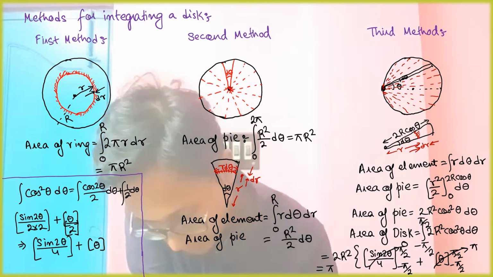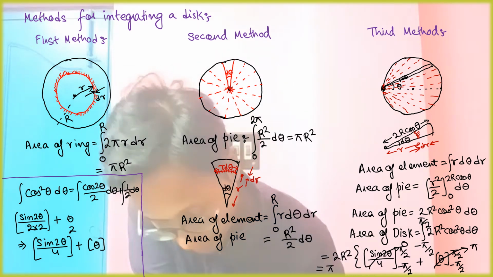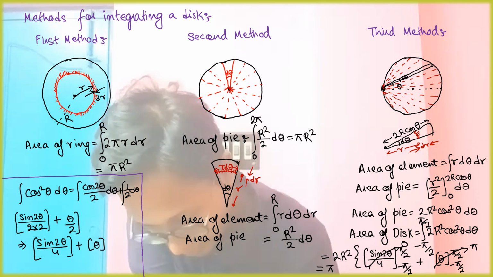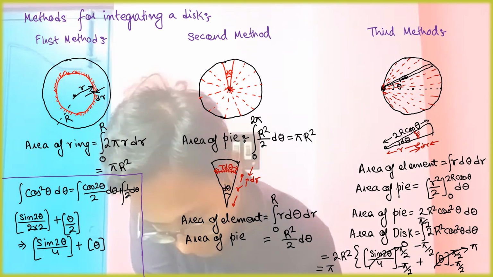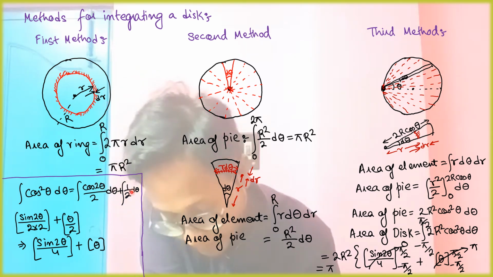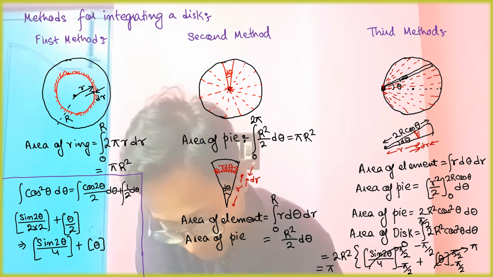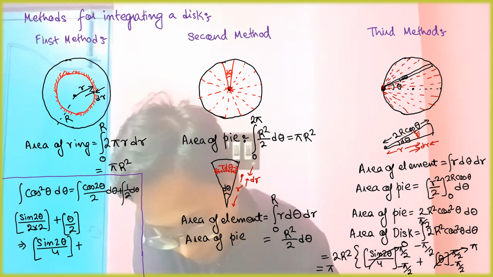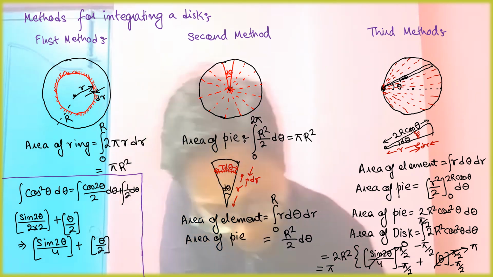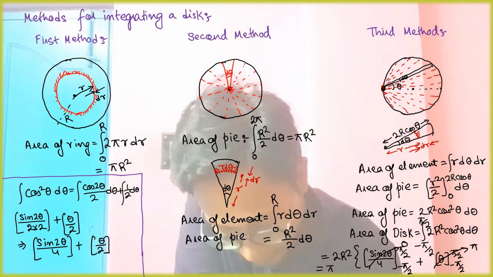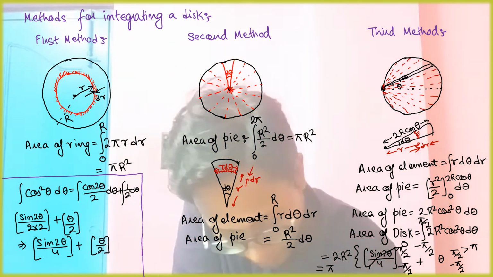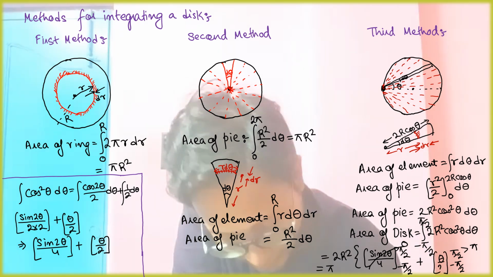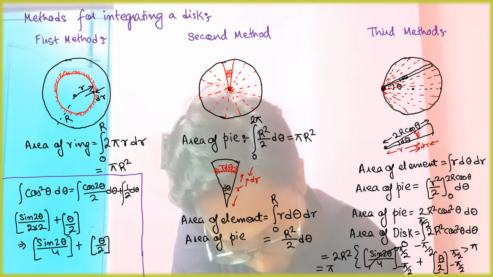I've integrated this d theta. See the mistake I made out here. Okay, integration of half d theta is nothing but theta by 2. So out here I'll get theta by 2. This is just a calculation mistake. So instead of pi, if I use theta by 2, I'll get pi by 2.